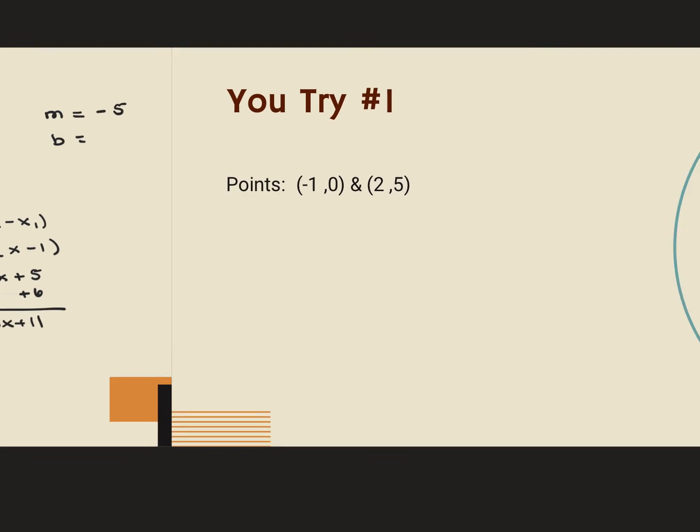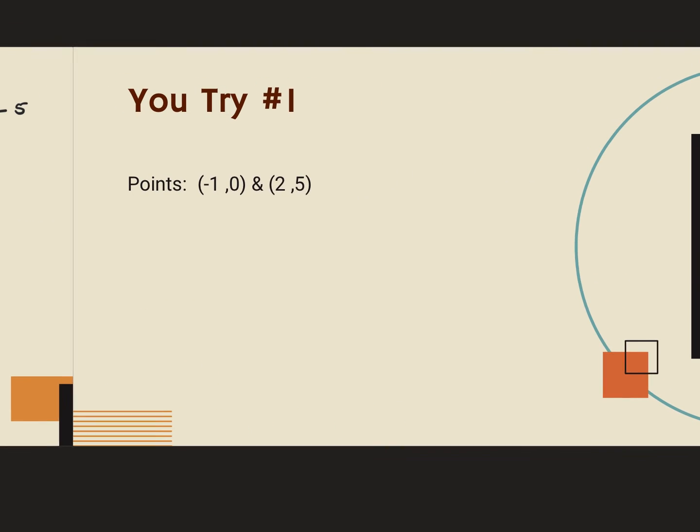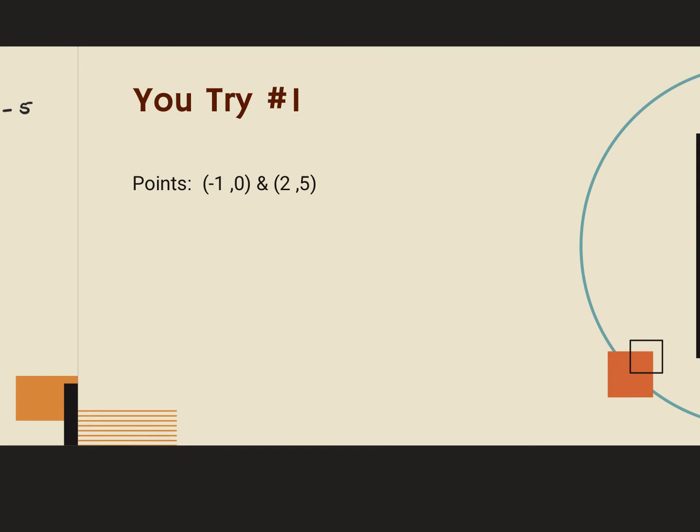All right, so now I want you to pause the video and try this on your own. You're given 2 points and I want you to figure out the equation. Remember, you first have to find your slope, then use your slope and one of your points to determine your equation using point slope formula. Alrighty, so let's take a look at it. The first thing we have to do is find our slope.